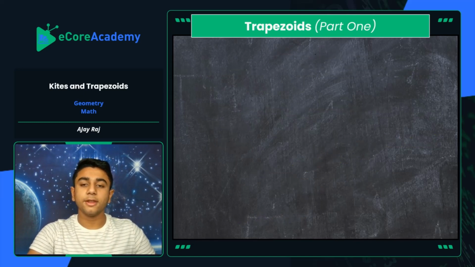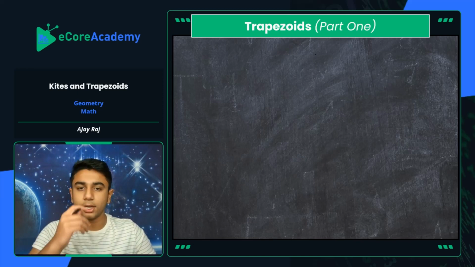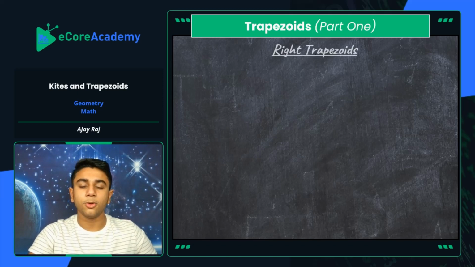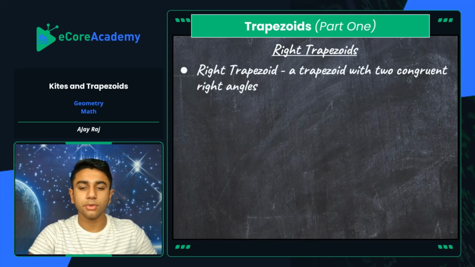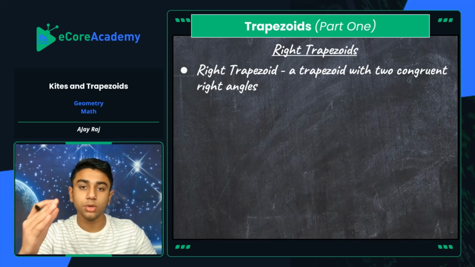Now let's breeze through the different types of trapezoids just to get you guys acquainted. I've already gone through all the properties of regular trapezoids, calculating area, perimeter, and diagonal properties. So let's just go through and sift through these simple types of trapezoids. So the first type of trapezoid that we have is our right trapezoid. And a right trapezoid is a trapezoid with two congruent right angles. So what are some properties that it's going to have? It's going to have two parallel sides, but it's also going to have two congruent right angles.